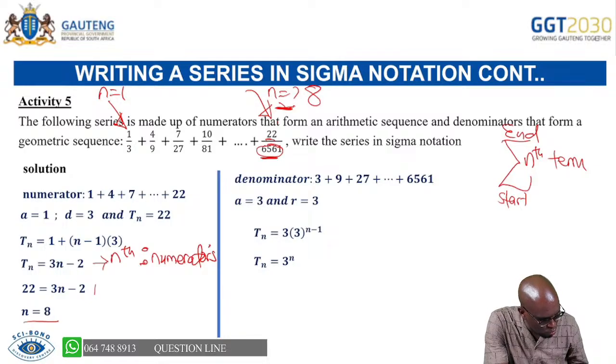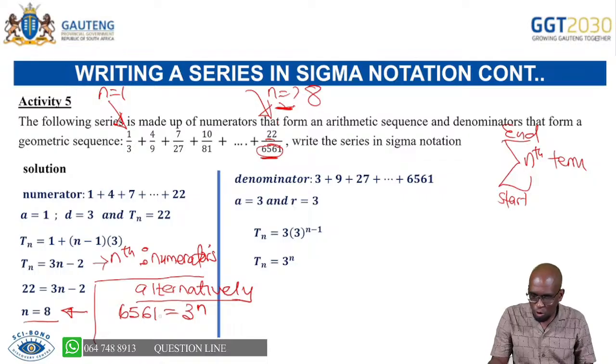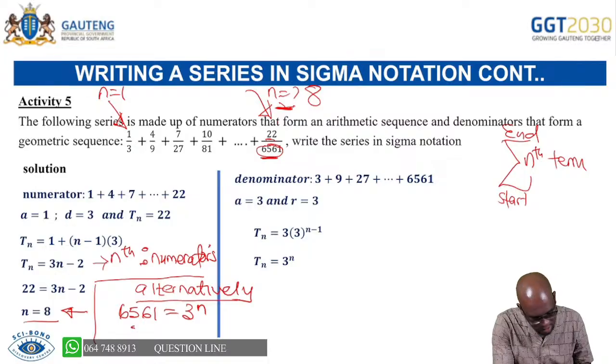Now I just want to show you here that alternatively, to work out n, we can still take Tn for the geometric and substitute 6,561 is equals to 3 to the n, just to verify whether it will give us the same value as 8 there. So we can find the prime basis of 6,561. We get that this is 3 exponent 8 is equals to 3 to the n. Therefore, n is equals to 8.